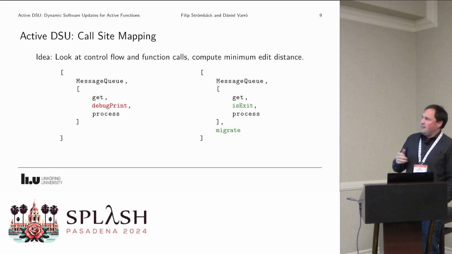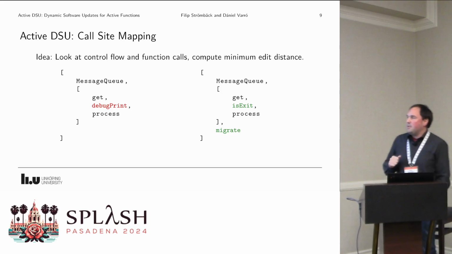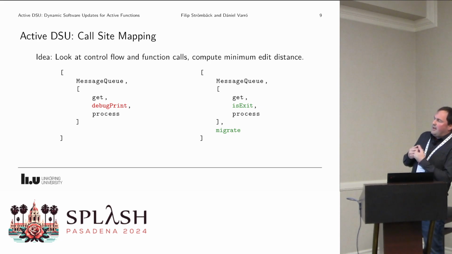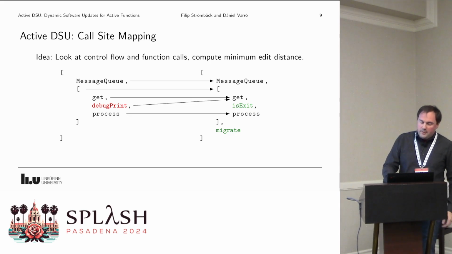And as you can see on the left, we have something that calls the constructor of a message queue. Then we have some loop which calls get, debug, print, and process. And what I do is that I essentially run a version of the diff algorithm on these. It's recursive because I have nested lists and all that. Details are in the paper. But it will produce a mapping like this.